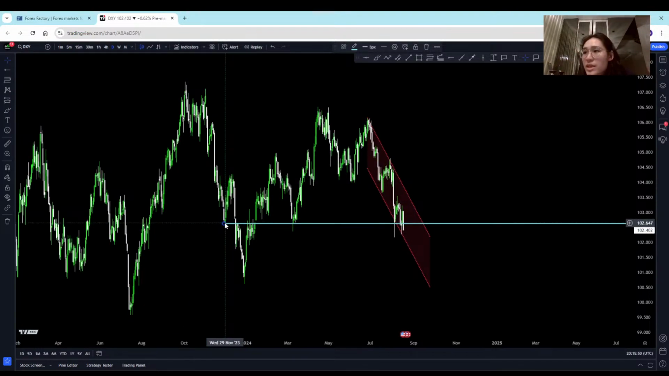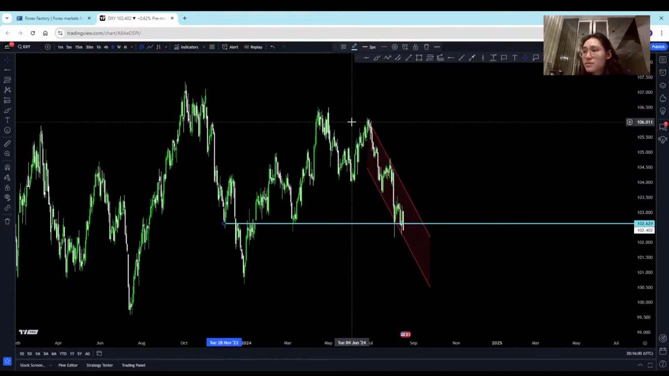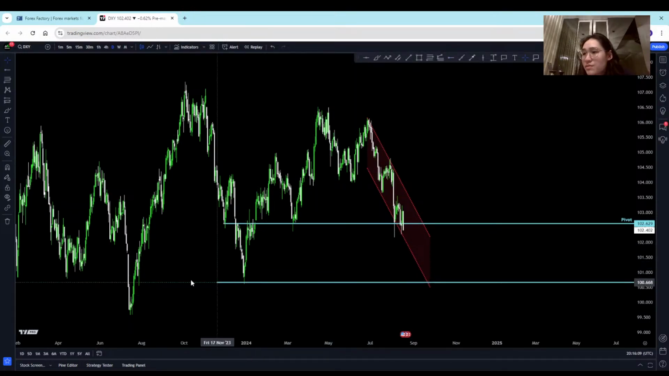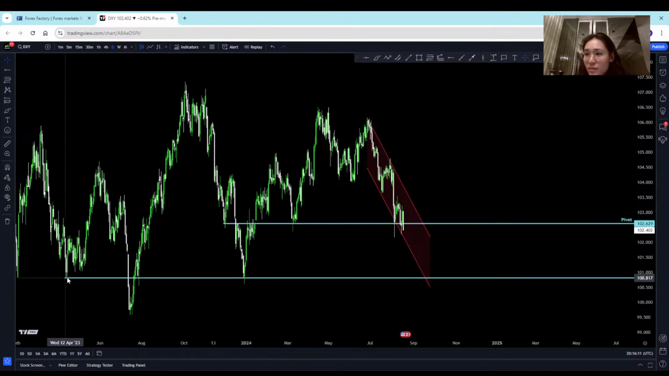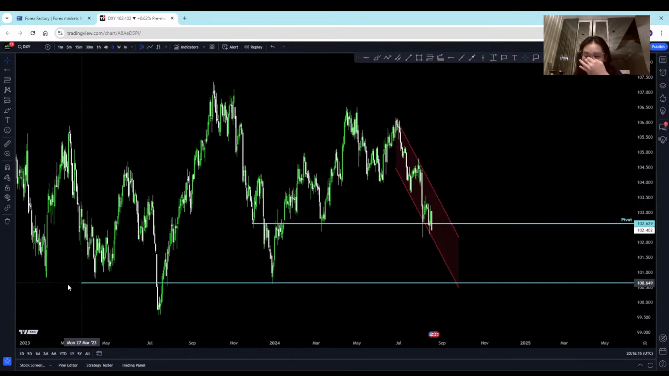Okay, I'll place it at this swing low instead. So we have one swing low, two swing lows, and price is currently testing this level here. Okay, my first support I will place at this swing low as well.